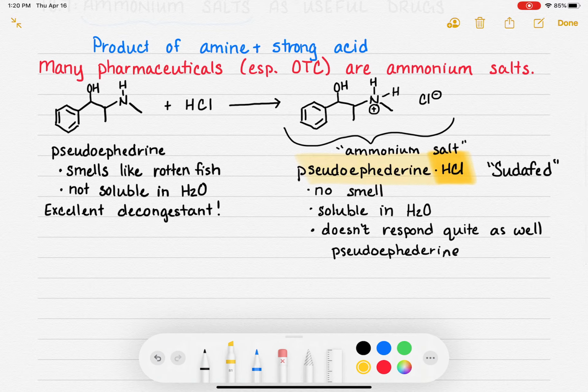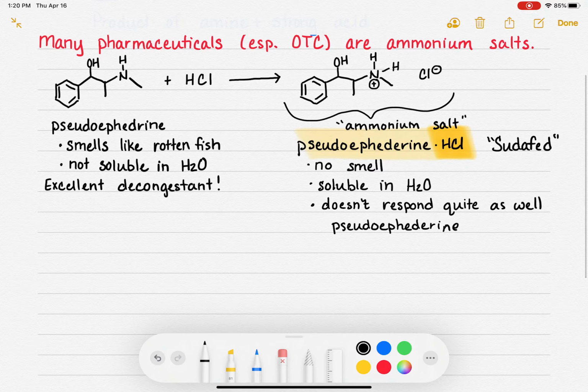Another place that this is used a lot, not in the pharmaceutical industry, is the cocaine/crack industry. And this is fascinating stuff to me. So I'm gonna talk a little bit about cocaine and crack.